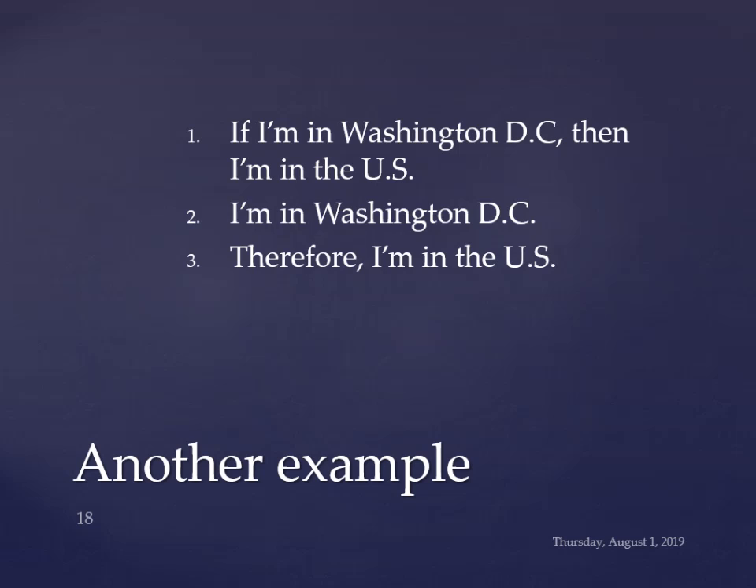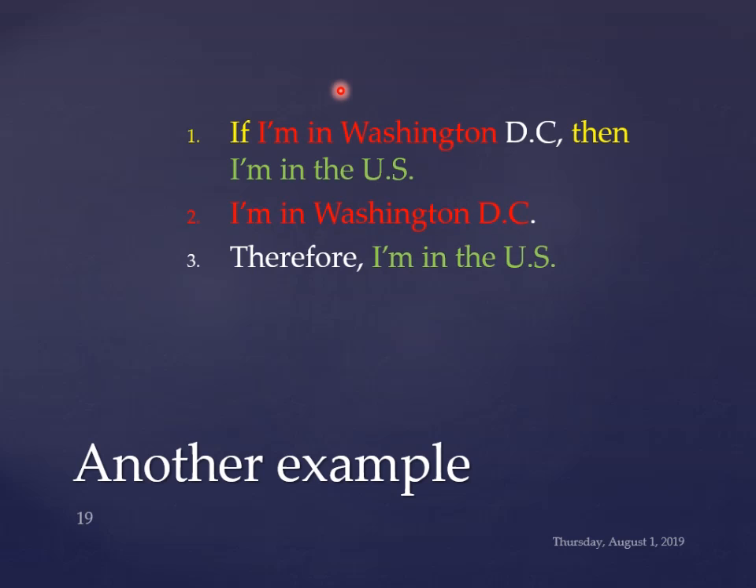So let's analyze it a bit. Let's take a look at what's going on. We see that the assertion in premise 2 is in this first part of premise 1. That's why it's highlighted in red. And then you see the green part in premise 1 is in the conclusion, 3.